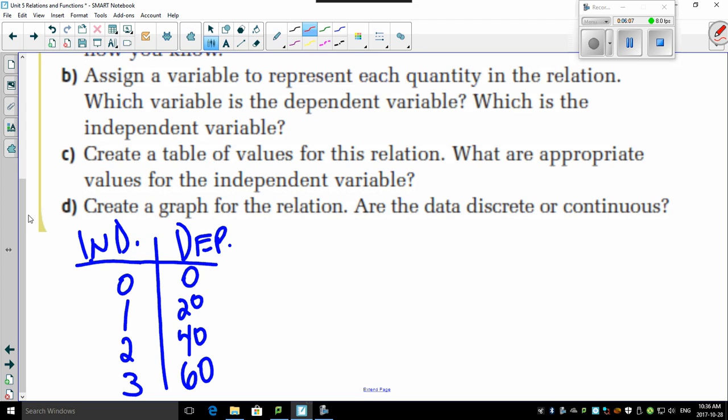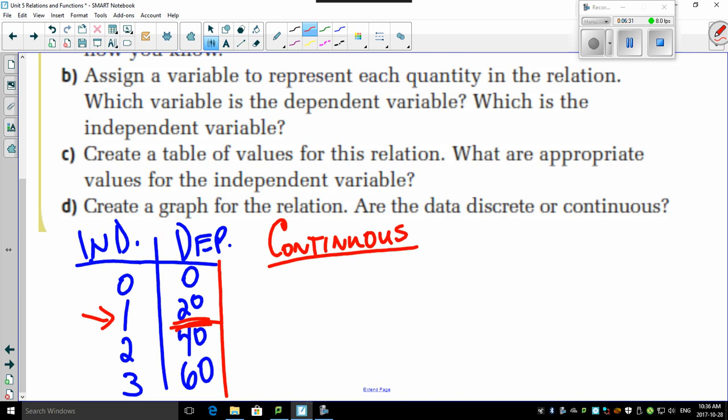So I got a question for you. Is this going to be discrete or continuous data? Well, in a sense, if you start splitting hairs and go down to milliseconds, it would be discrete data. But the fact that over the course of 1 minute, you've got 20 fireworks going off, I would say that this is continuous. I would say this is continuous data.